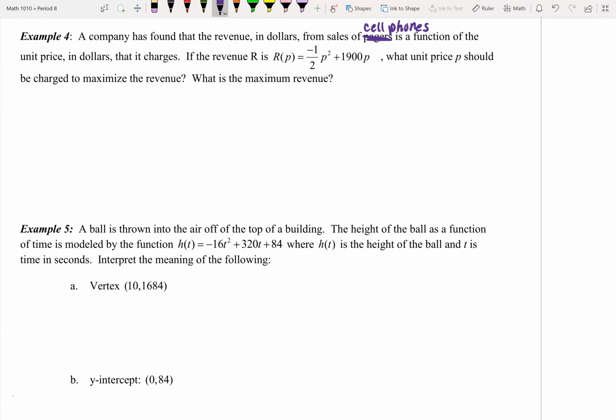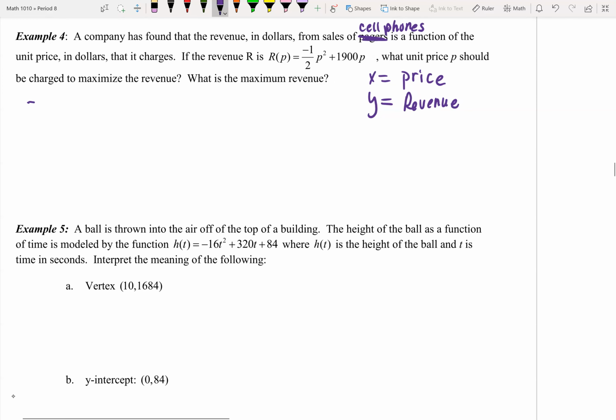So let's change it to cell phones. Revenue is a function of the unit price that it charges. If the revenue R is given by this equation, what unit price should be charged to maximize the revenue, and what is the maximum revenue? How do I want you to start this problem? Please start it this way. x equals, y equals. The y stands for the R of P. What does that stand for? Revenue. The x is the P. What does the P stand for? Price. What is the maximum revenue? Doesn't matter if it says max or min. You go negative b over 2a.